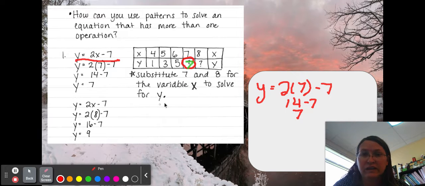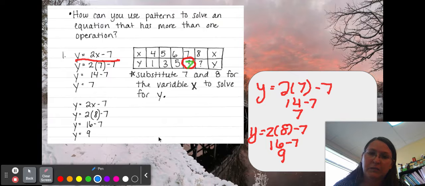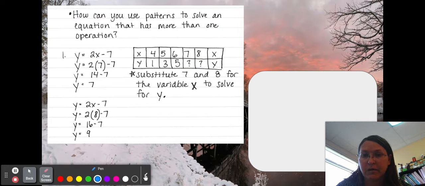Now let's do 8. So I've got y equals 2 times 8 minus 7. Well, what's 2 times 8? 2 times 8 is 16, minus 7 would be 9. So in this box under 8, I am going to put 9. So that is kind of a summary of how to solve these problems.